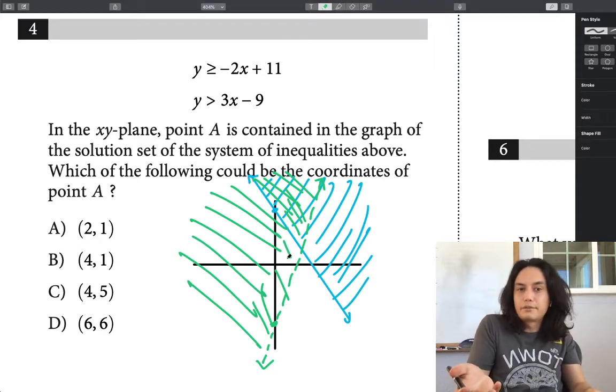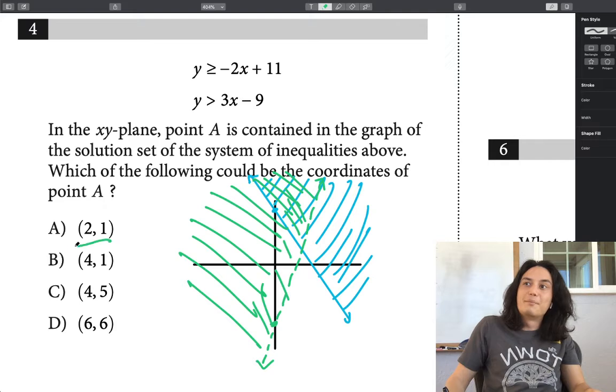I mean, this is a shitty graph, so I'm a shitty drawer. It might be that this one works, but I actually don't think it's super likely. This feels like too low. Same thing with 4, 1. So 4 over, right, and 1 up. This feels like it's probably too low. We're looking for a higher one.